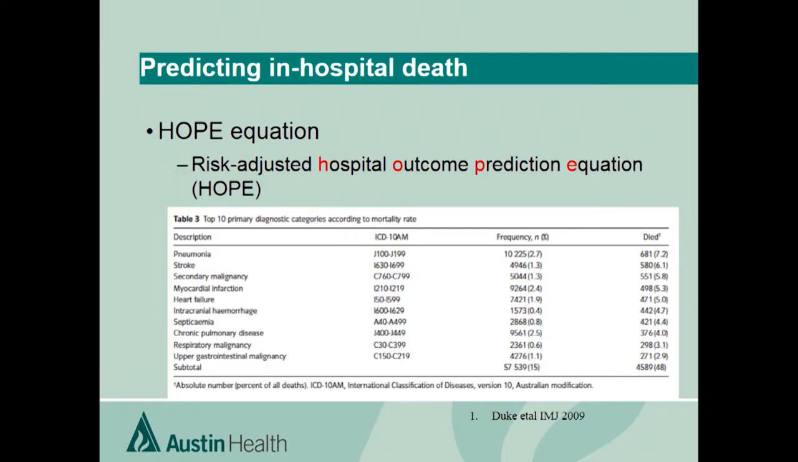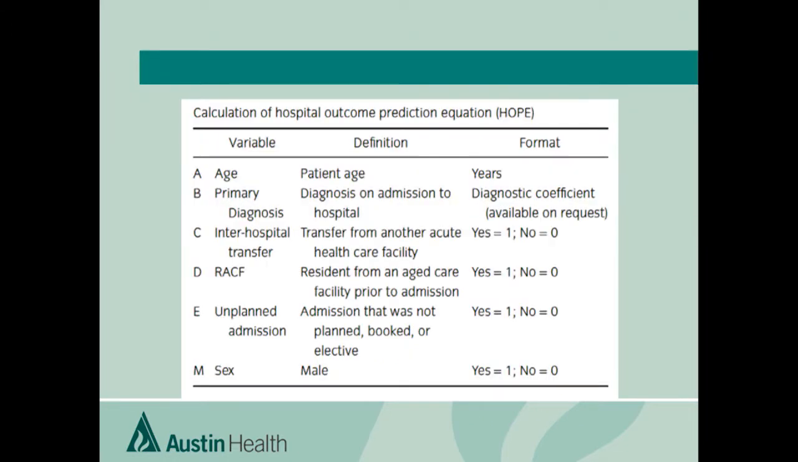So can we predict who's going to die in hospital from data? And the answer is sort of. So this is now, as I say, quite old, and this is the HOPE equation that Graham Duke worked on. This was published in the Internal Medicine Journal back in 2009, and they used the VAED, which I alluded to earlier, and they found a number of variables that were associated with increased risk of death. You won't be surprised that age, primary diagnosis, the requirement for an inter-hospital transfer, admission from an aged care facility, that's where they were living, and an unplanned admission, and gender were the final predictors.